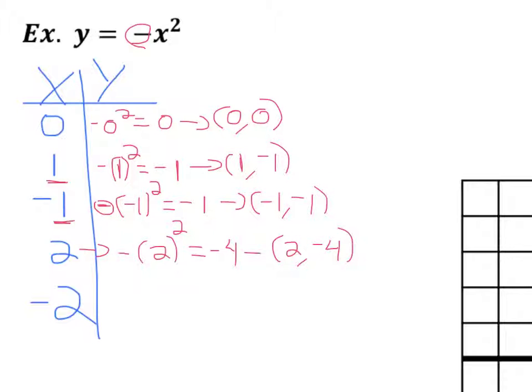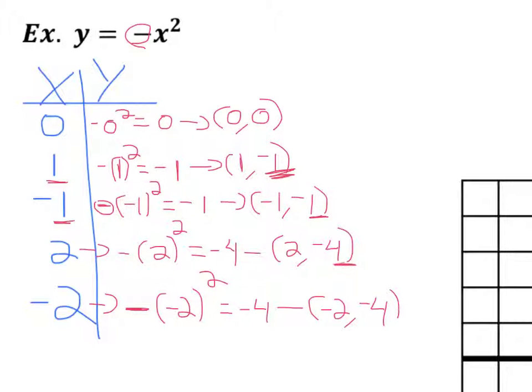Okay, and then if I put in negative 2, you can kind of see the pattern here. I have this negative hanging out on the outside. Let's put negative 2 in the parentheses and square it. So this negative 2 squared is 4. Leave the negative, so it's negative 4. And then the ordered pair is negative 2, negative 4. You can see basically what just happened. All these y values I'm going to underline, they just became negative because I have a negative in front of the x squared. So let's just graph it.